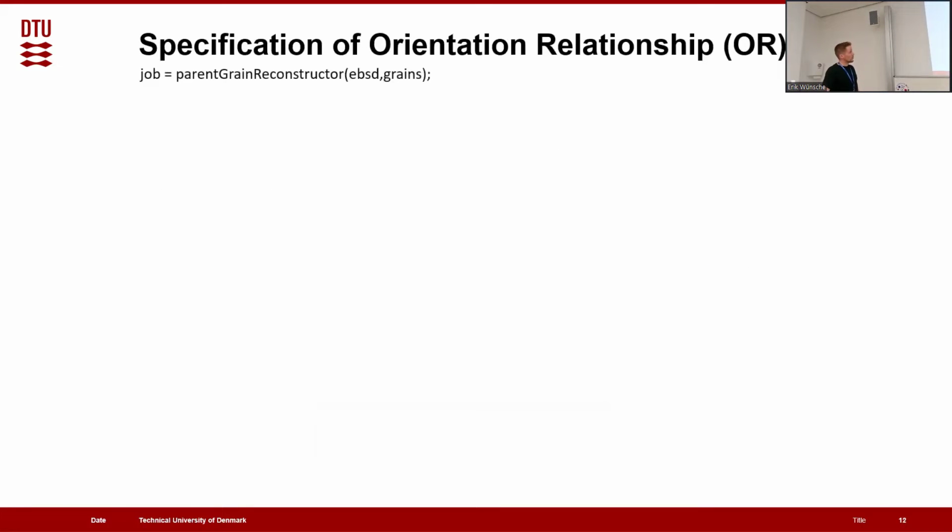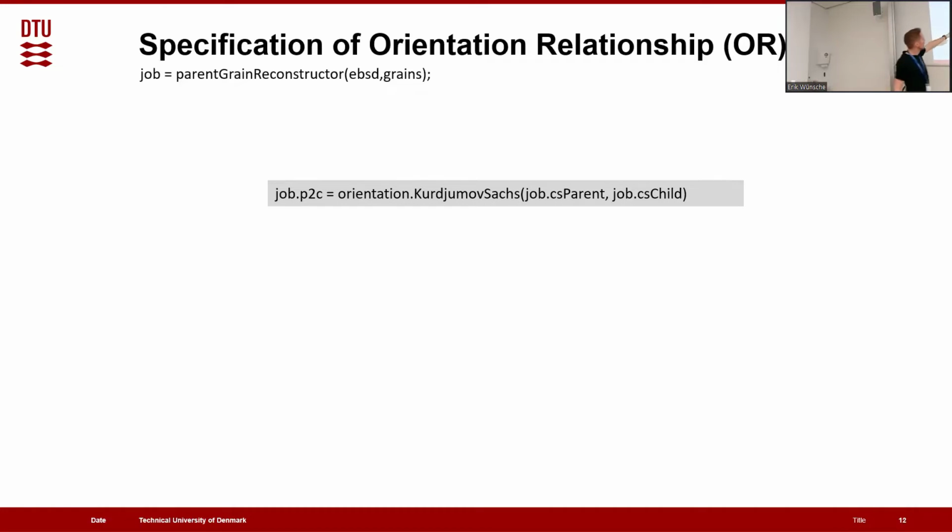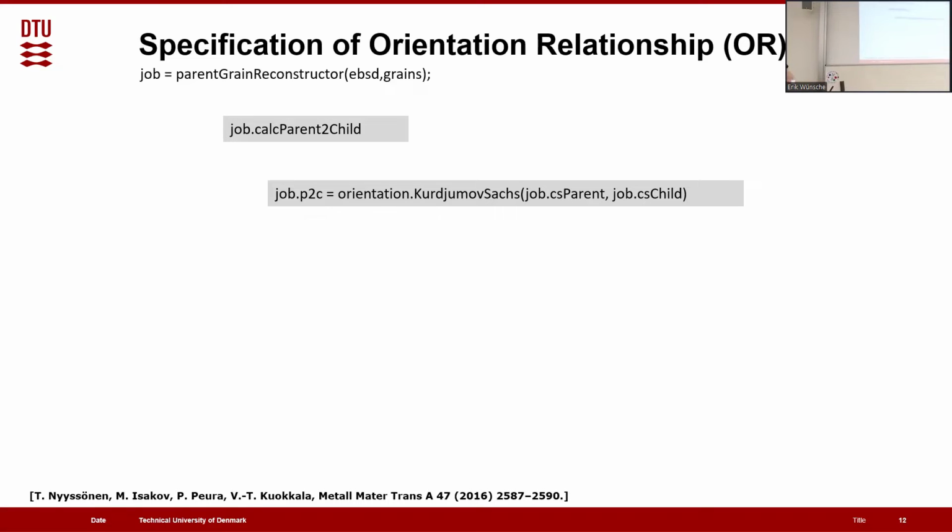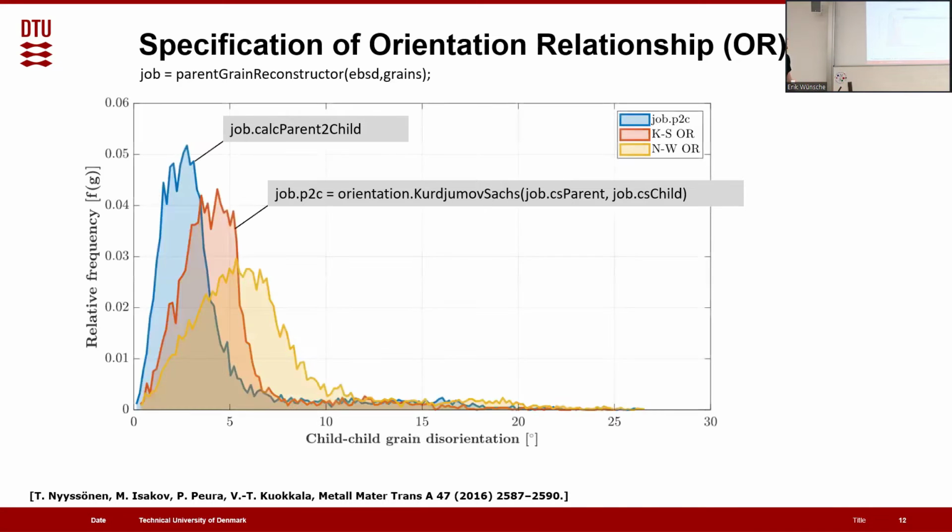So going further to the orientation relationship. In MTEX, we kind of call this parent grain reconstructor class with the EBSD data and the grains, and then we get this job object up there. And if we just do job.p2c equals some orientation, we can assign an orientation relationship to the job class. Here, usually a good starting point for these martensitic or bainitic microstructures is Kurdjumov-Sachs. And we can then use this algorithm calcParentToChild to further refine the orientation relationship based on the misorientations that are actually present in the microstructure. And this is according to an algorithm that Tuomo has developed some years ago.